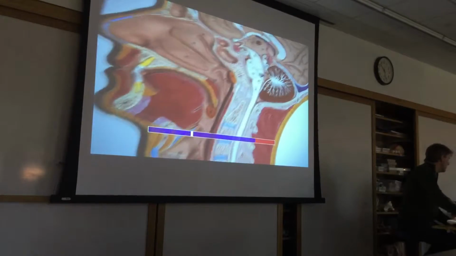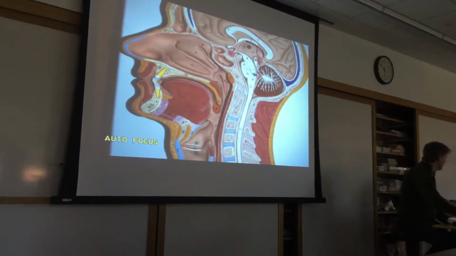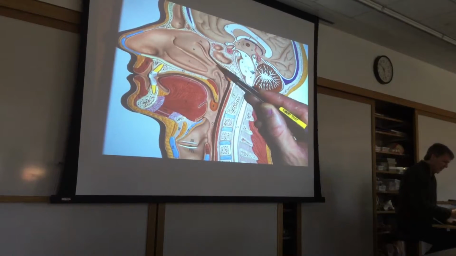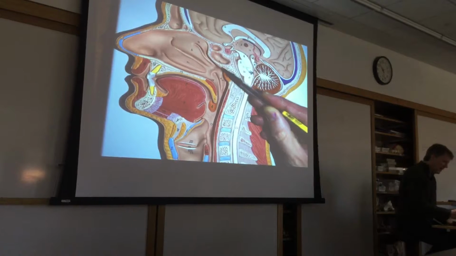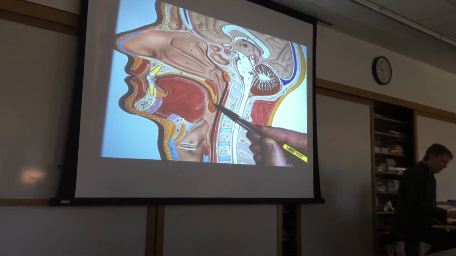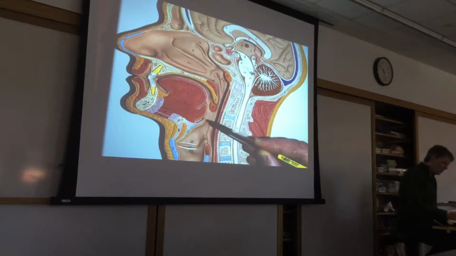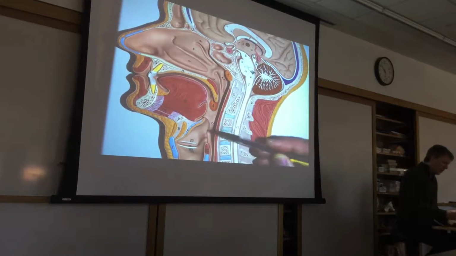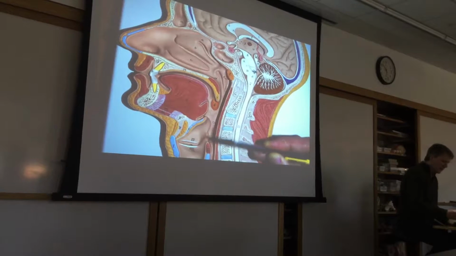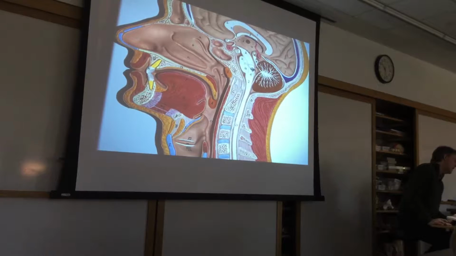So let me go through the different parts then. Okay. So running from here all the way down to the tip of the uvula, that's the nasopharynx. When you run from the tip of the uvula down to the tip of the epiglottis, what's this part called? That's the oropharynx. And then when you run from the tip of the epiglottis down to where the esophagus begins, what's that? The laryngopharynx. Okay? So those are the three parts of the pharynx.